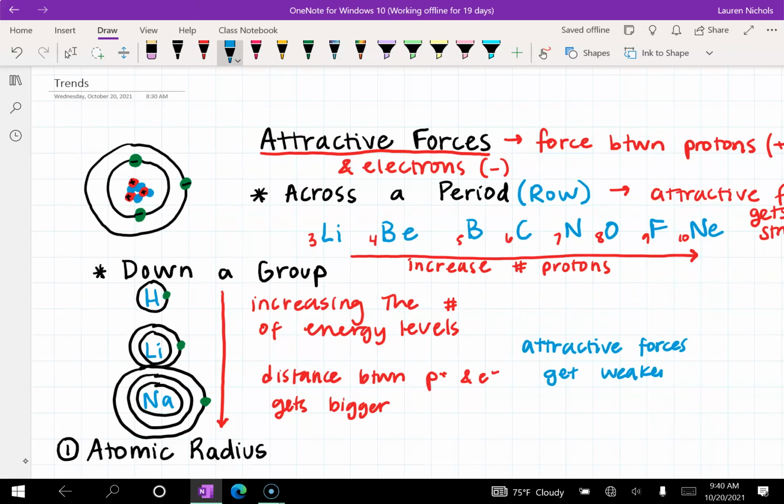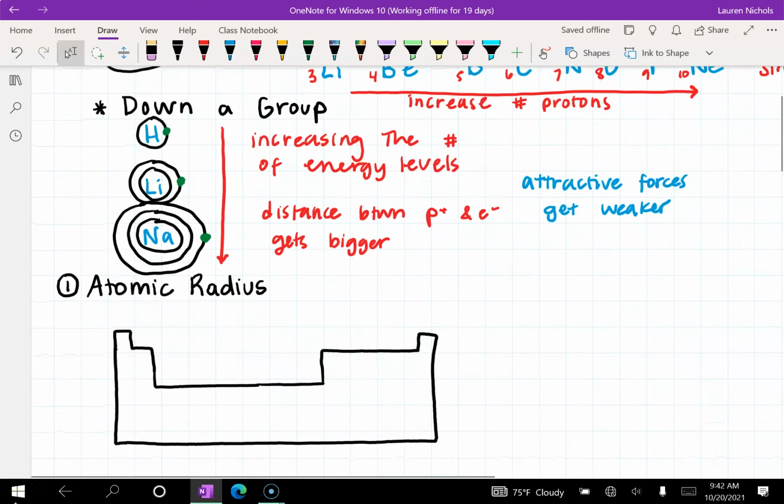So what that means is if you are in the top right of your periodic table, you're at the top, you're all the way to the right, that's where you're going to have your strongest forces. But in the bottom left of your periodic table, you're going to have the weakest forces. And this is going to be the reason why we see the trends that we do on our periodic table. So let's talk about these trends.